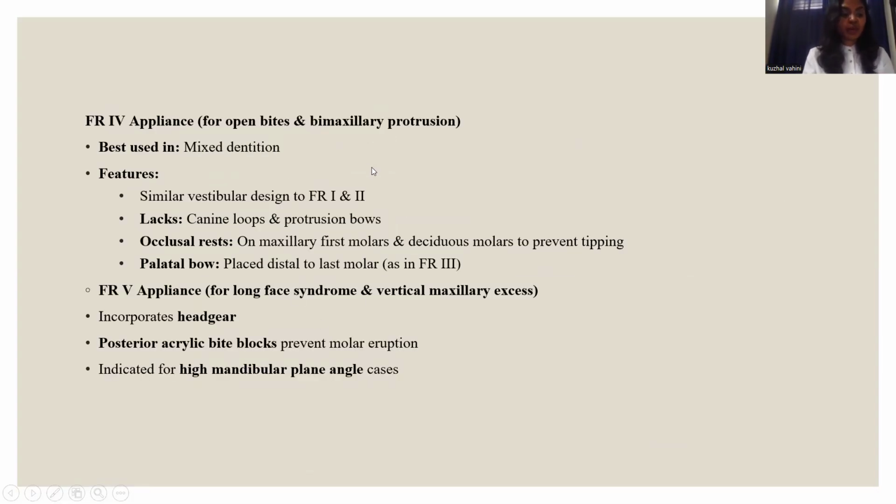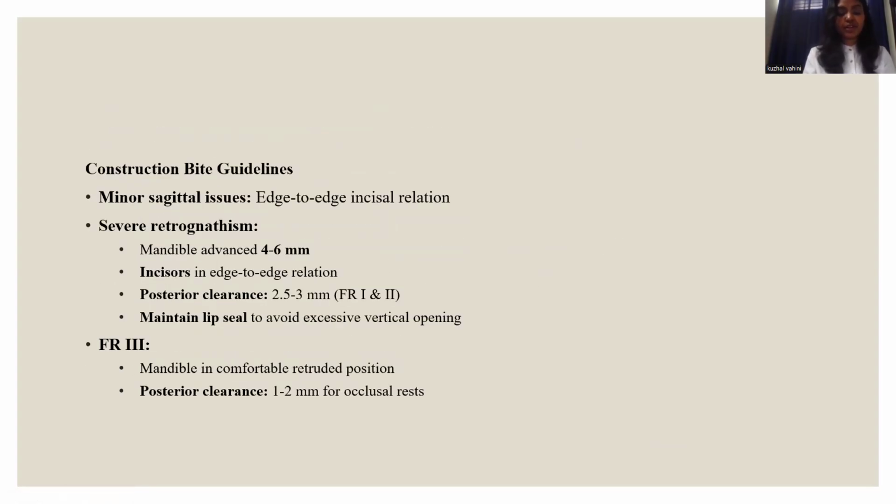Frankel 4 is given in open bite bimaxillary protrusions. So Frankel 5 is given in long face syndrome, it incorporates a headgear and posterior acrylic bite blocks.